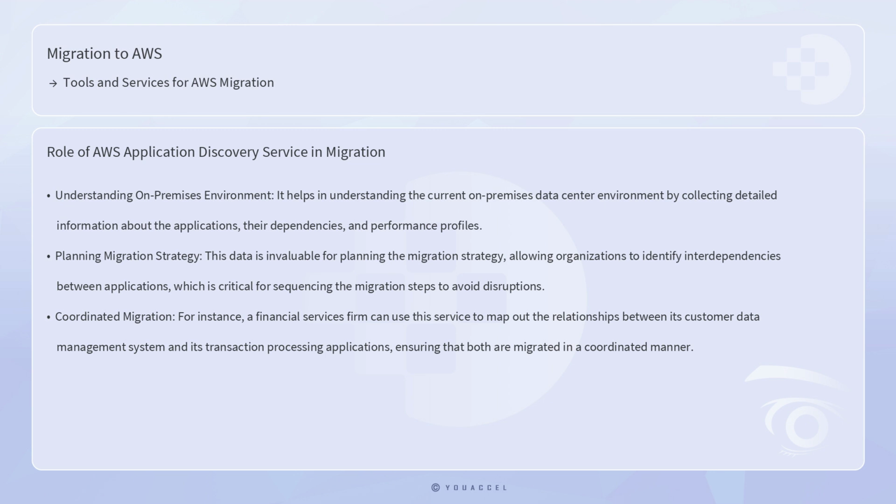By utilizing Application Discovery Service, organizations can identify interdependencies between applications, which is critical for sequencing the migration steps to avoid disruptions. For instance, a financial services firm can use this service to map out the relationships between its customer data management system and its transaction processing applications, ensuring that both are migrated in a coordinated manner.